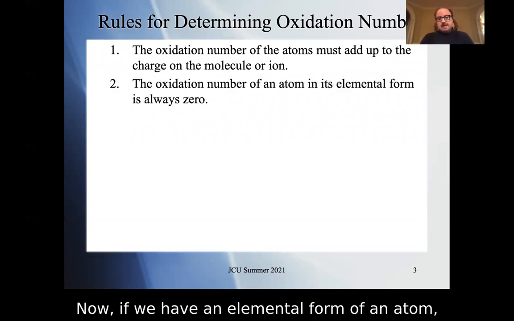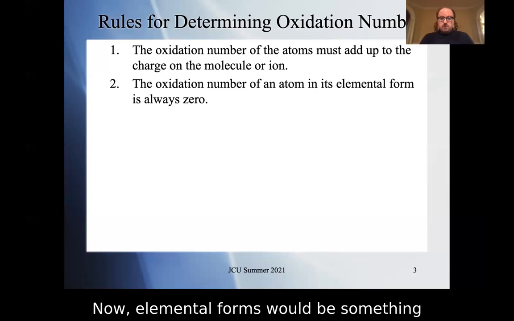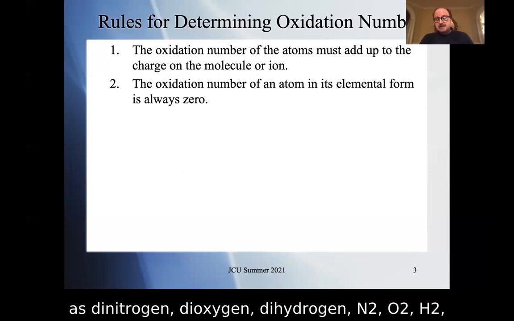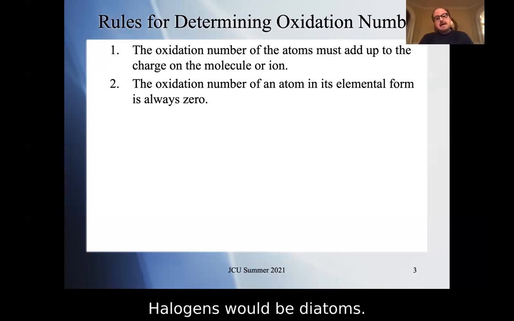Now, if we have an elemental form of an atom, we say that its oxidation number is 0. Elemental forms would be something like dinitrogen, dioxygen, dihydrogen: N2, O2, H2. Halogens, right? Something like helium or neon, or not halogens, noble gases. Halogens would be diatoms, so chlorine is Cl2, iodine is I2. Those would be elemental forms.